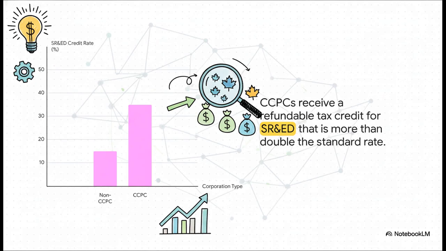And for companies that are pushing the boundaries of innovation, the advantage gets even bigger. The government's SR&ED program, that's Scientific Research and Experimental Development, offers enhanced tax credits to CCPCs. They can get a refundable credit of 35% on their R&D spending. That's more than double the 15% rate for other companies. It's a huge signal from the government to invest in R&D here in Canada.